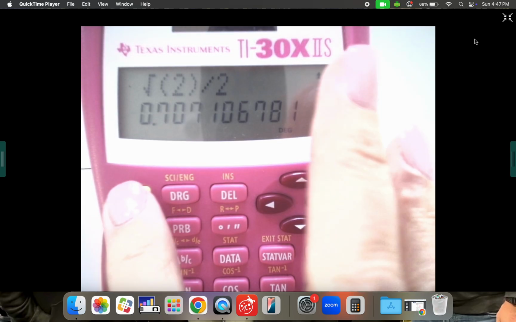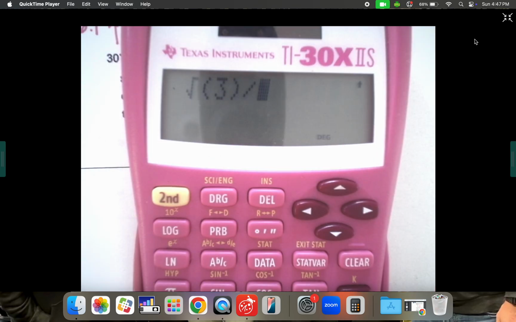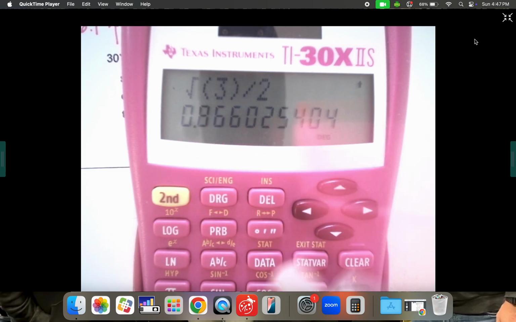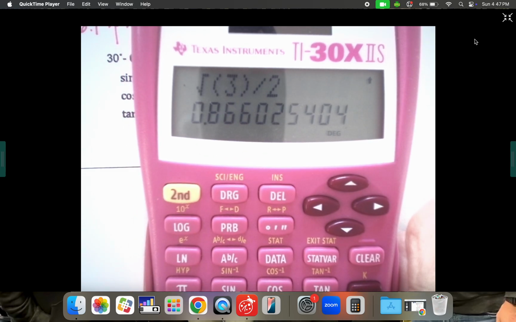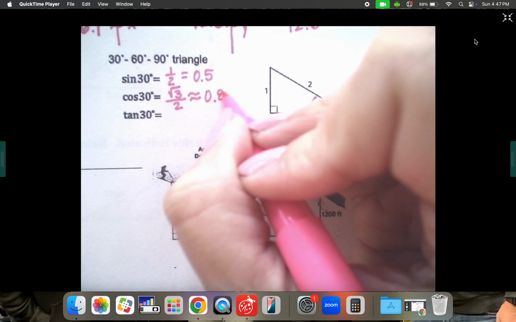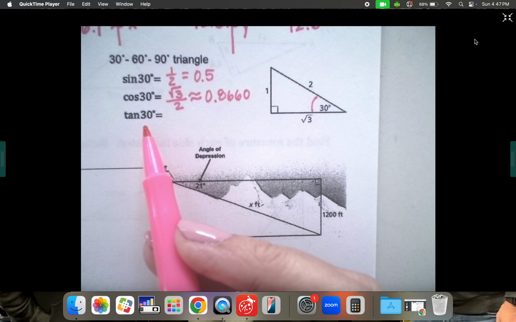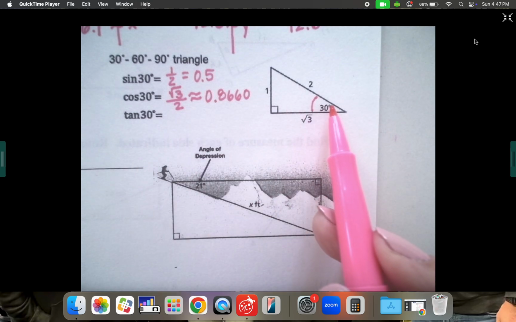So root 3 divided by 2 is, we'll go 4 decimal places out again, 0.8660. And then for tangent, remember tangent is opposite over adjacent.